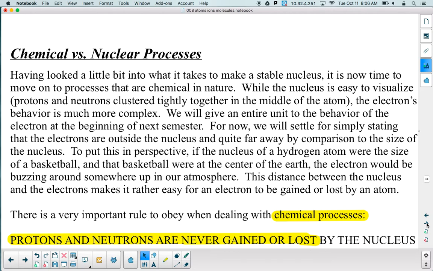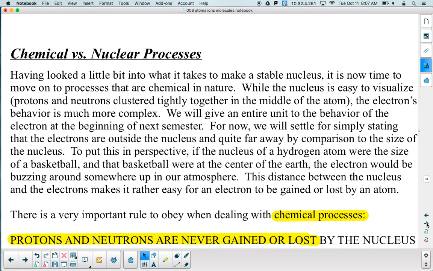Next semester, we're going to spend an entire unit describing the behavior of the electron, but for now, we're going to settle for simply stating that the electrons are outside the nucleus and relatively far away by comparison to the size of the nucleus. I've given you a little perspective here in terms of thinking about a hydrogen nucleus being the size of a basketball and putting that basketball at the center of the Earth. You would find that the electrons are buzzing around somewhere in our upper atmosphere.